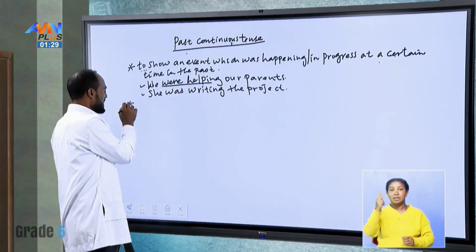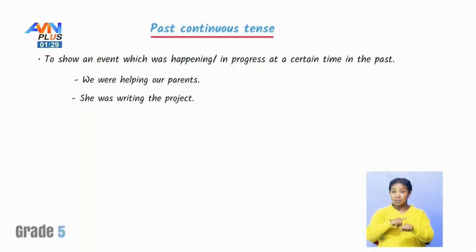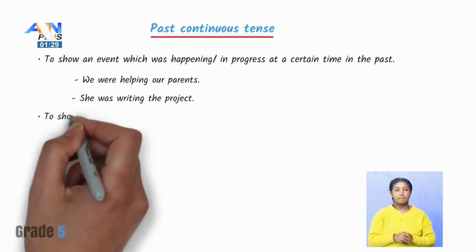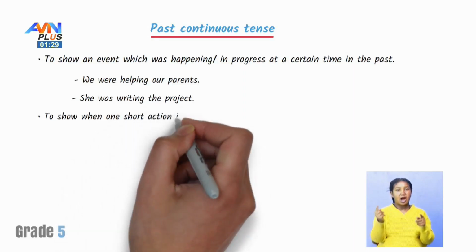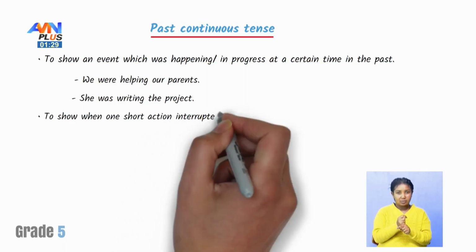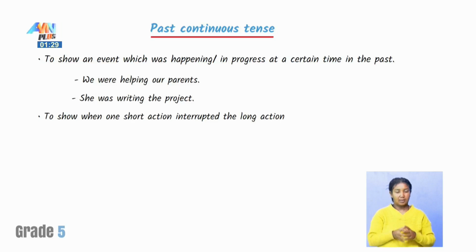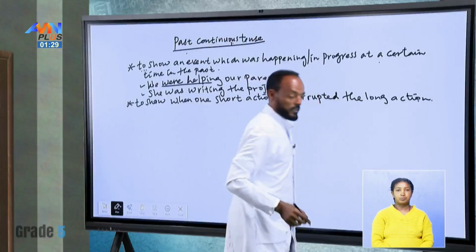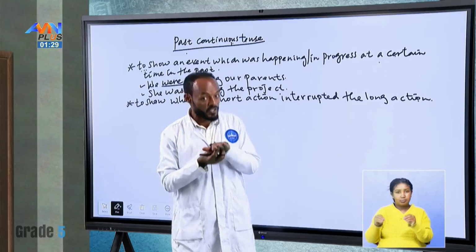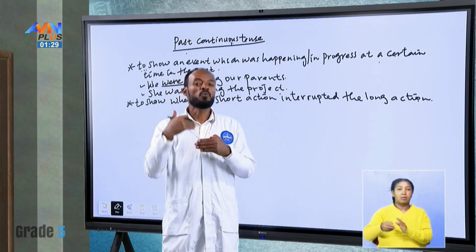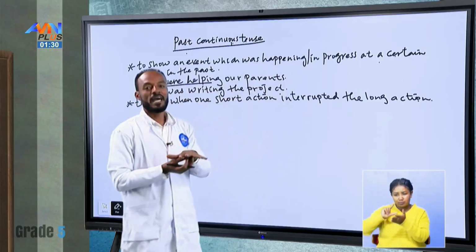And another function of past continuous tense when we compare it with past simple tense is that we can use past continuous tense to show when one short action interrupted the long action. Do you know what we mean by the short action and long action? Short action means the action which can be written in past simple. Long action means the action which was ongoing or happening or taking place for a certain time in the past.